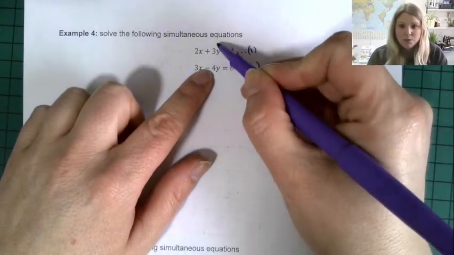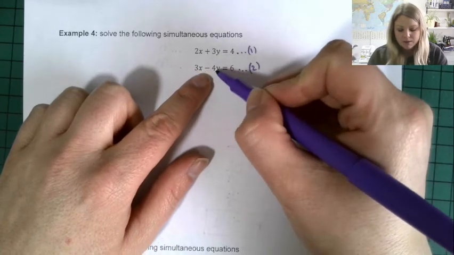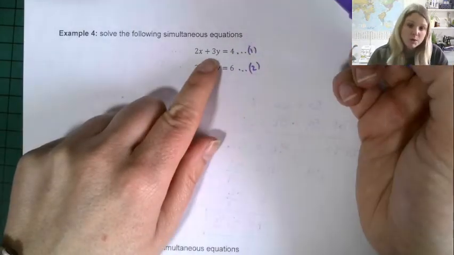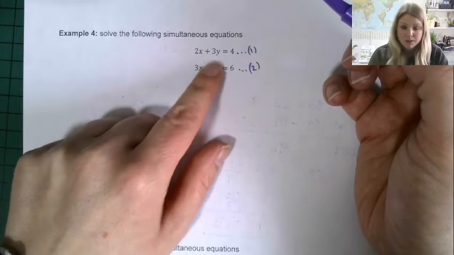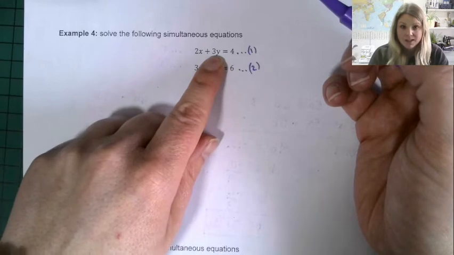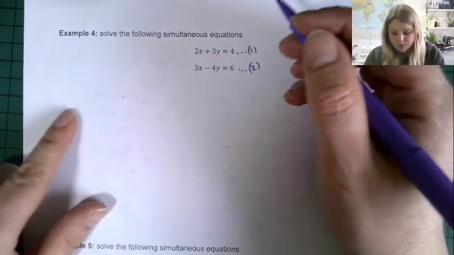So 3 and 4, because they both go into 12, if I change these equations so that I end up with 12y in both of them, then that means I'm going to be able to eliminate my y's. Okay, so if I look at equation 1, 3y, I need to make that be 12y. So I'm going to have to multiply equation 1 by 4.